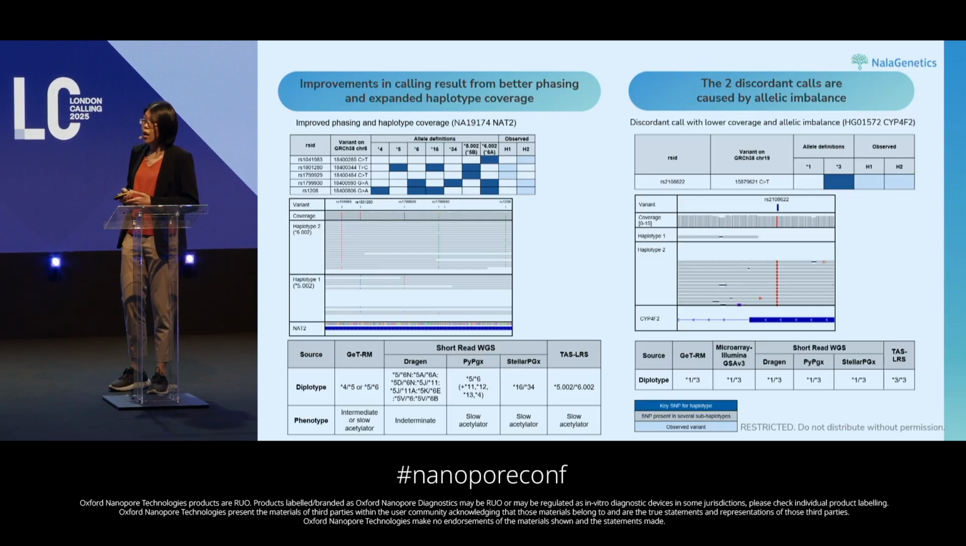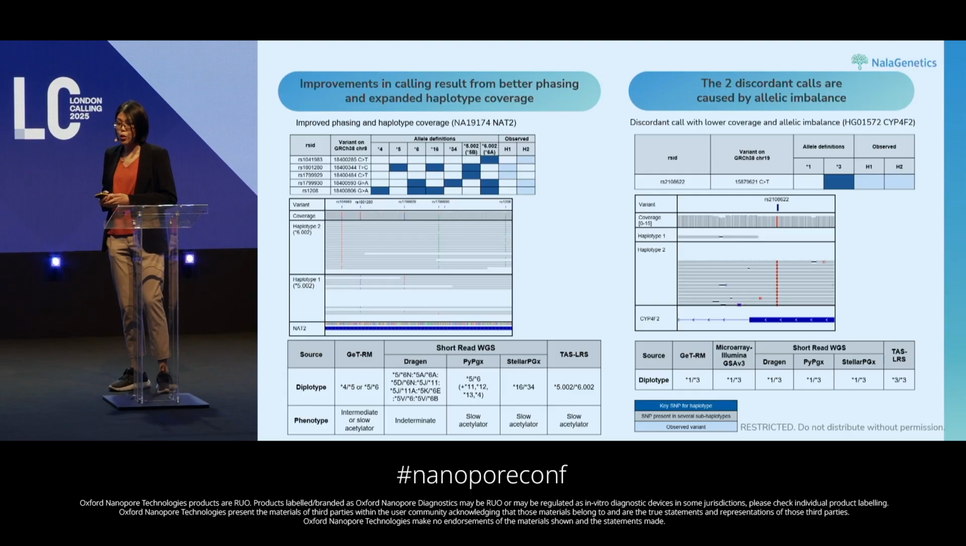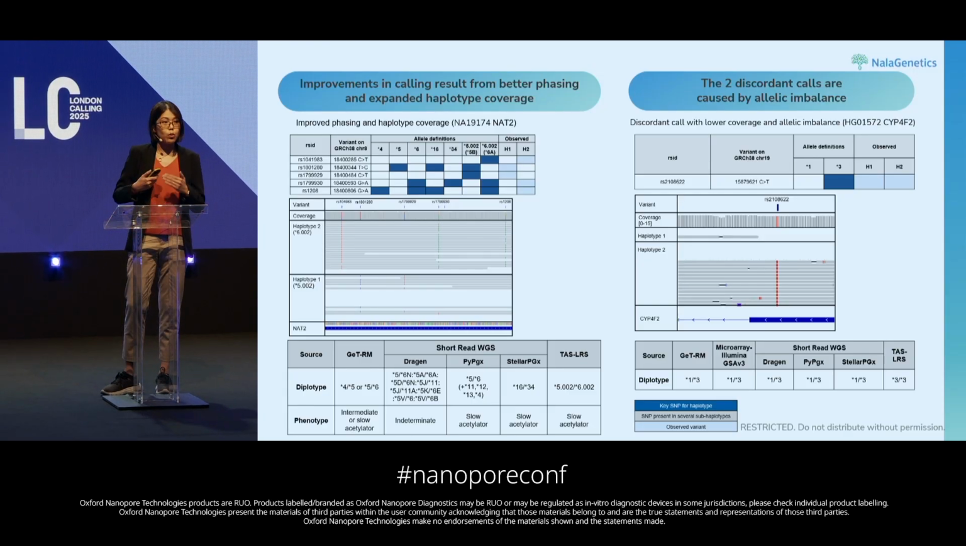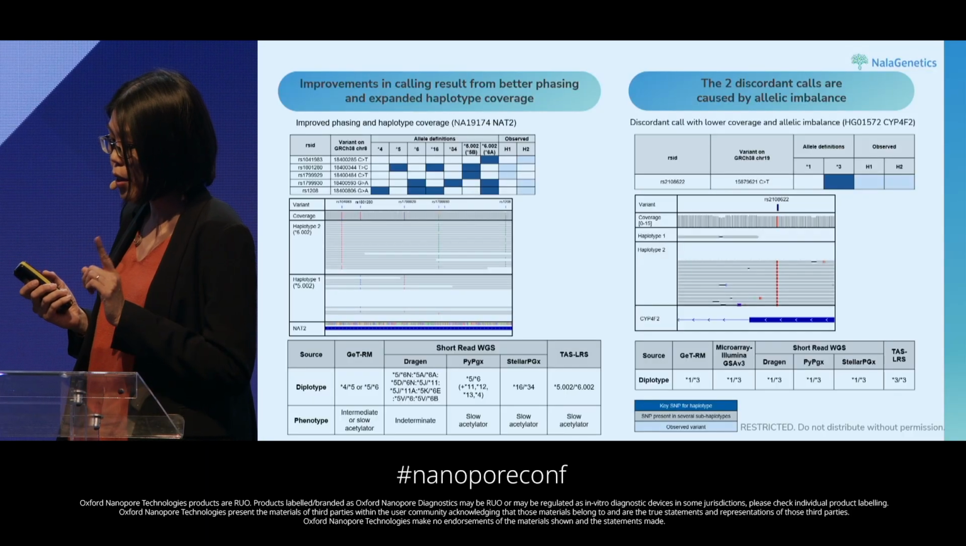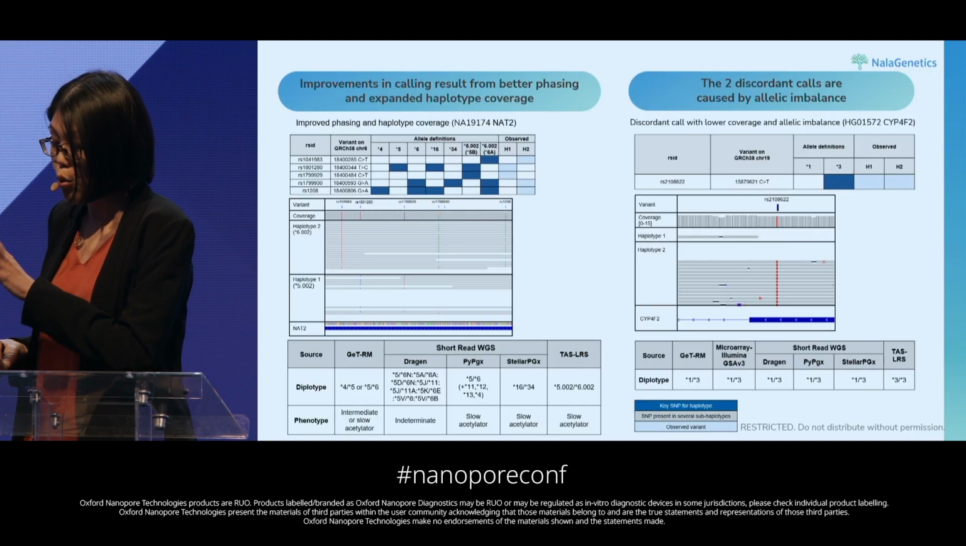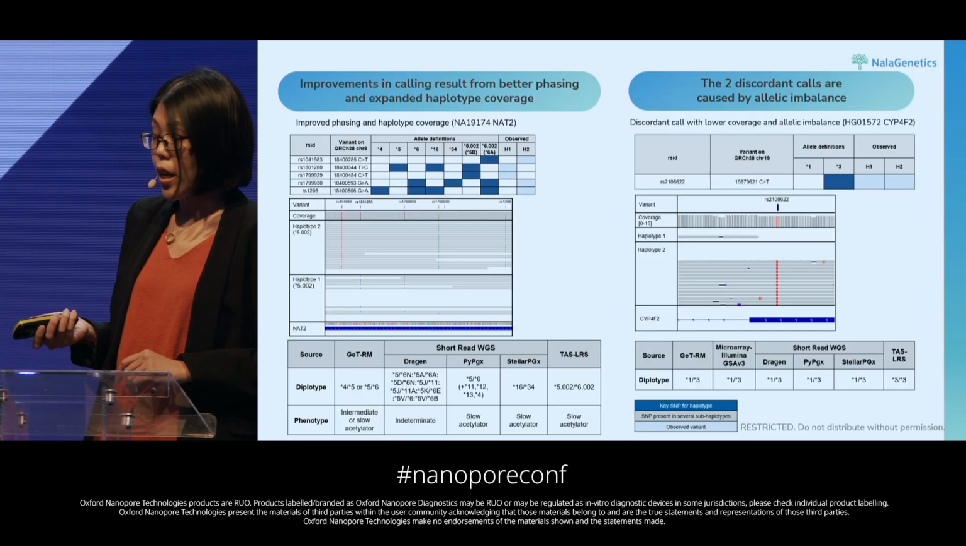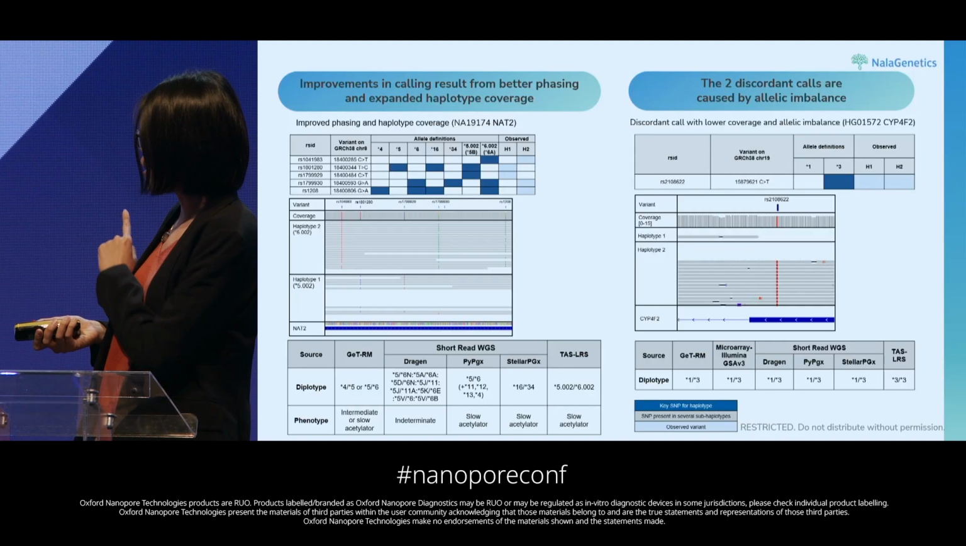And we did see some discordant calls, and in this case, this was due to lower variant calling performance caused by allelic imbalance. But I'll note that these regions had lower than average coverage, so 15x in this sample here.